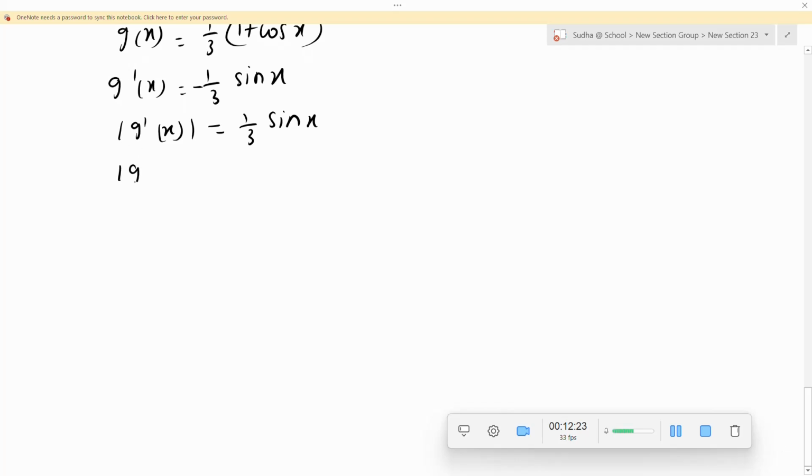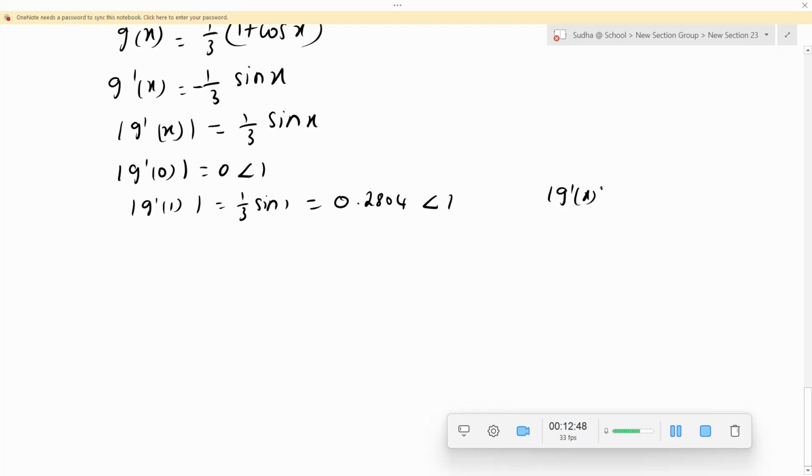So we'll check the condition. Modulus g dash of 0 equal to 0, which is less than 1. Next we'll check modulus g dash of 1 equal to 1 by 3 sin 1. So using a calculator to find out the value, which is 0.2804, which is less than 1. So modulus g dash of x less than 1. This condition is satisfied. So the fixed point method is applicable.